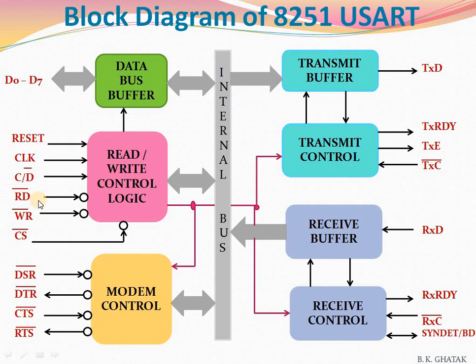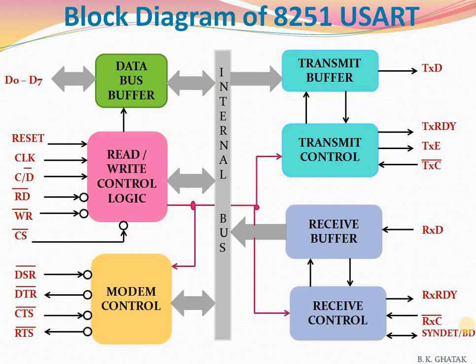So there are several signals. In the data bus buffer there are 8-bit parallel data lines. In the read write control logic there are 6 control signals. In modem control there are 4 modem control signals, and in the transmit unit there are 4 transmit controls, and in the receiver block there are basically 3 input output signals to control the receive buffer, and the last one is the synchronous detect or break detect signal.